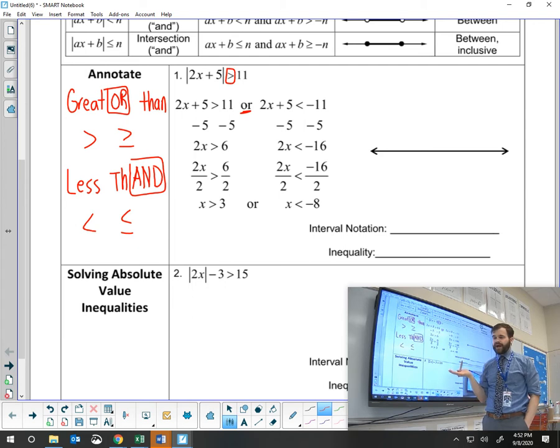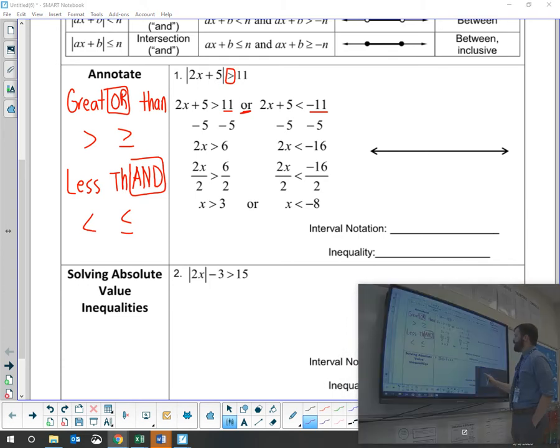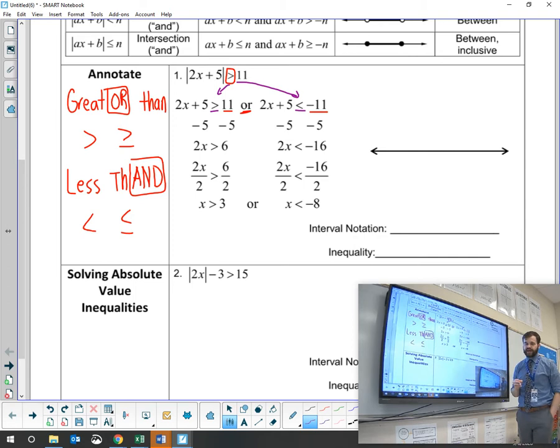However, you'll notice we split it into two separate equations. That's pretty normal, right? With absolute value, it can be equal to 11 or it can be equal to negative 11, right? Well, what isn't normal is whenever I have a greater than or less than sign, whenever I have a greater than sign, we split it where the first one is greater and the second one is less than. We have to switch it to be both of these, okay?